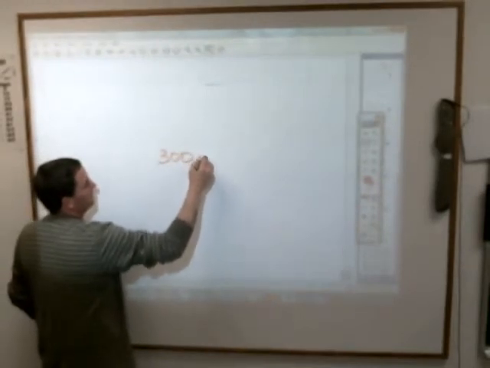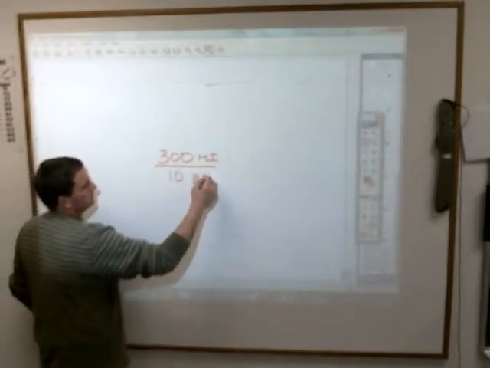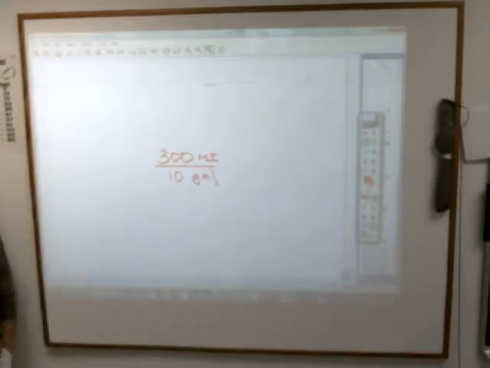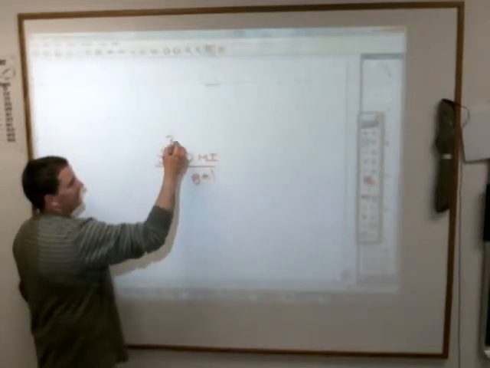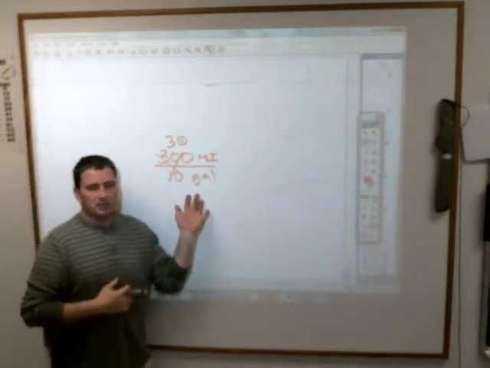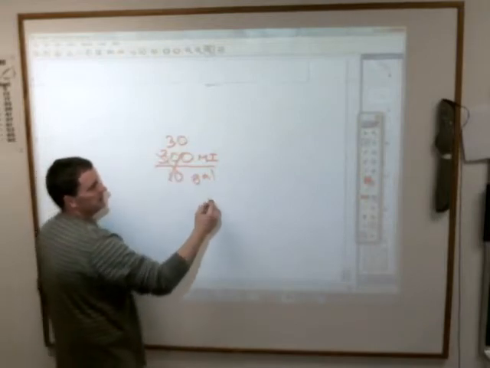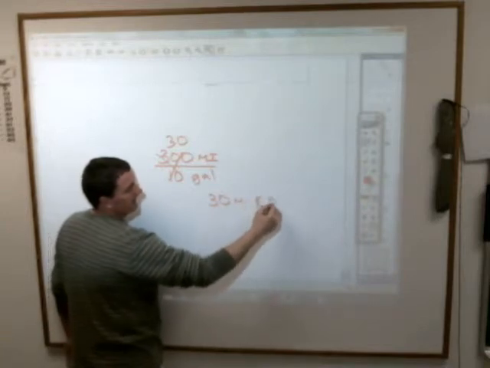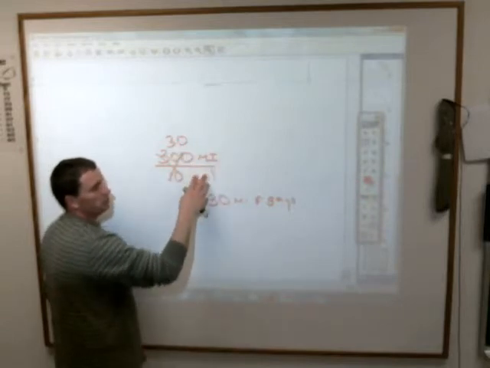For example, this one, 300 miles over 10 gallons. The number part shouldn't be too tough. What do you get if you take 300 divided by 10? 30. Now what happens with the labels? In this case, they can't cross off because they're not the same. But how would you say this? We say this as 30 miles per gallon, because per means fraction line, 30 miles per 1 gallon.